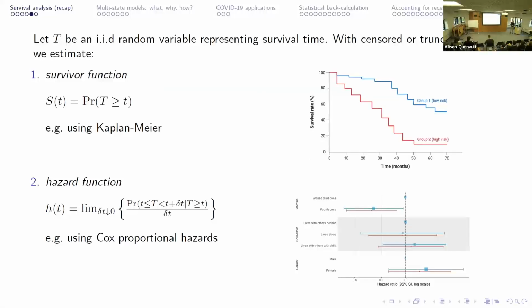The other way we might use survival data is to estimate hazards. So the hazard function, which is shown here, can be estimated commonly using a proportional hazards model, where we have some baseline group. We adjust perhaps for some other covariates, and then we estimate the proportional hazards for another type of group, another person with covariates. So in this case, we've looked at the effect of vaccination, and how that changes your hazard of infection.